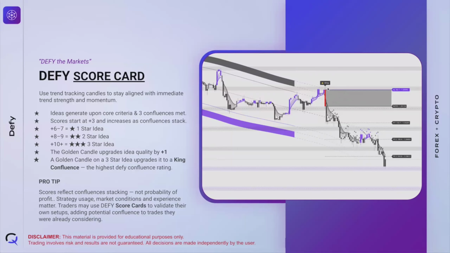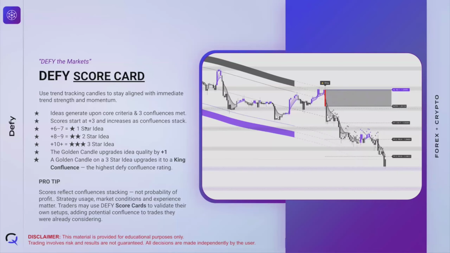So this is where you're going to start to see this little pop-up, and that little pop-up is going to give you different readings. So the DeFi ideas are going to generate upon the core criteria being met. So you might have bands, you might have levels. There's a base criteria that needs to be met. And then once that base criteria is met, there needs to be a minimum of 3 confluences or 3 confirmations in addition to that base score in order to generate a DeFi idea. And there are a total of 15 built-in confirmations on top of the base score.